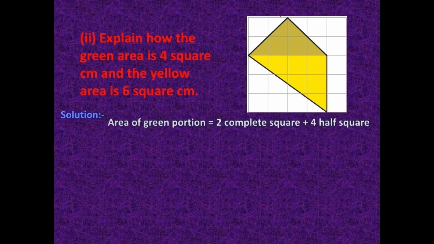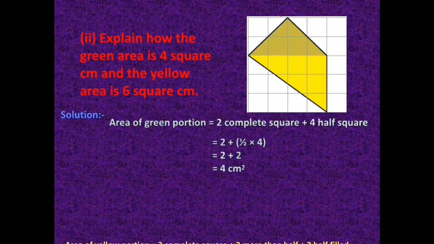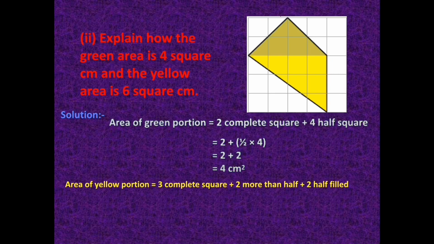Area of green portion is equal to 2 complete square plus 4 half square is equal to 2 plus half into 4 is equal to 2 plus 2 is equal to 4 square centimeter. Area of yellow portion is equal to 3 complete square plus 2 more half plus 2 half filled square is equal to 3 plus 2 plus half into 2 is equal to 3 plus 2 plus 1 equal to 6 square centimeter.